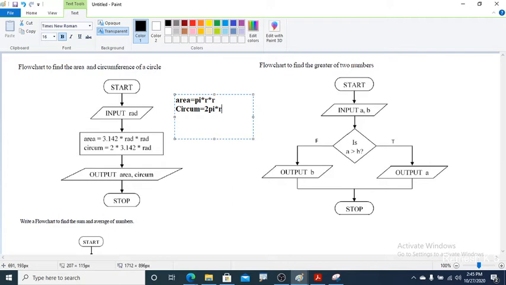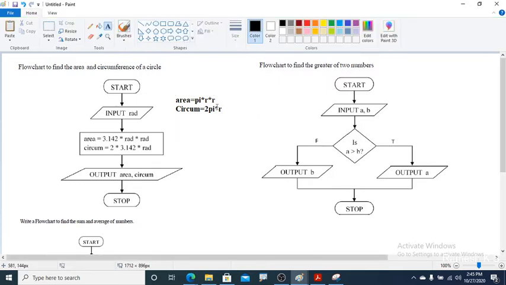You can include the symbol also. But technically it is not feasible, so for pi we use the value 3.142. That value we are replacing here. The asterisk symbol represents multiplication. RAD is the variable; in this variable the value is stored. Input RAD means this RAD is a variable, and in that variable the value is stored.